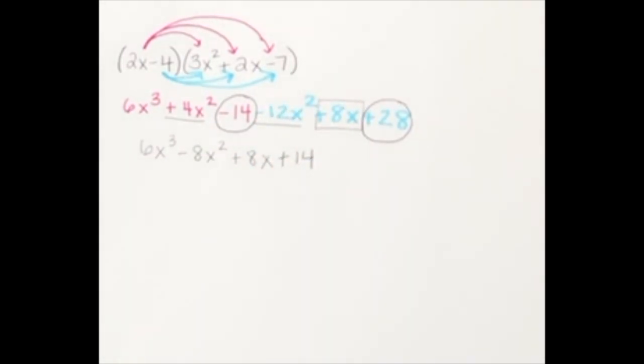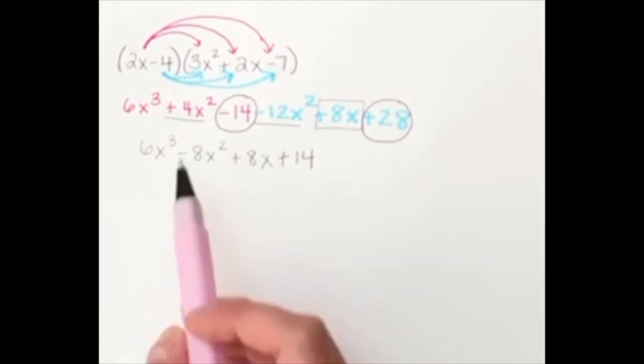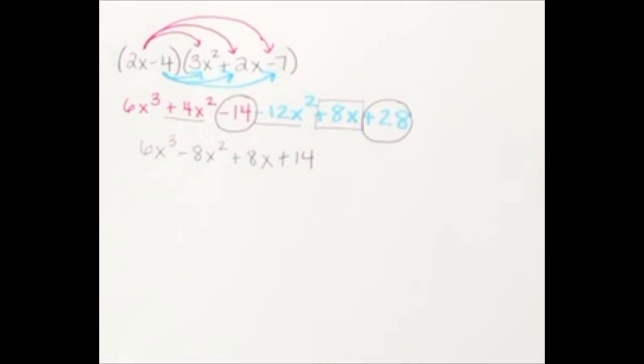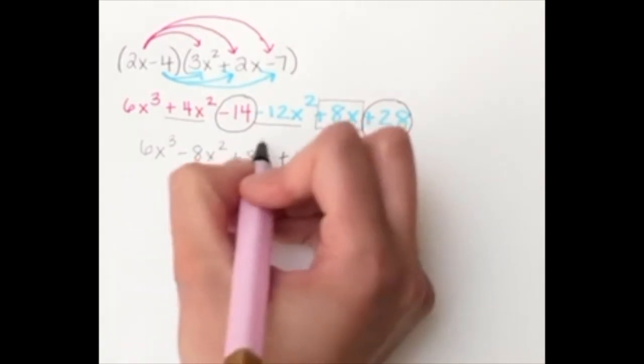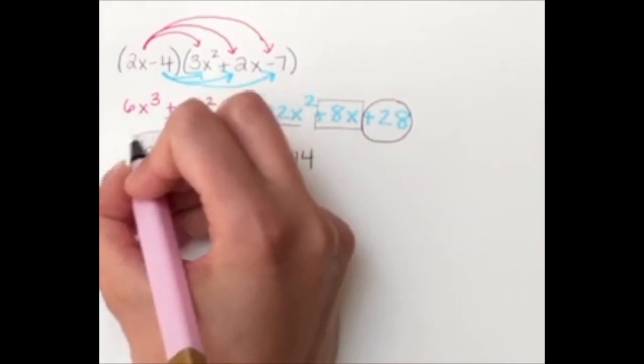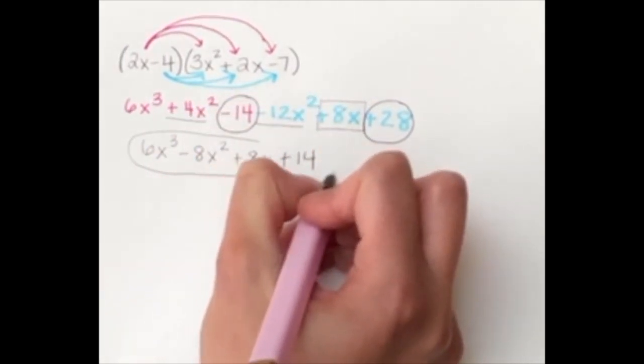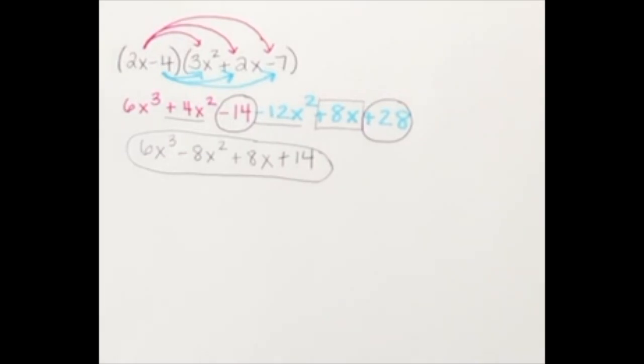So I'm going to take one last look at my polynomial. I'm going to make sure there's nothing I can combine, which there isn't because none of these exponents are the same. And I'm going to make sure it's in standard form, which it is. So that must mean that 6x cubed minus 8x squared plus 8x plus 14 is my final answer.